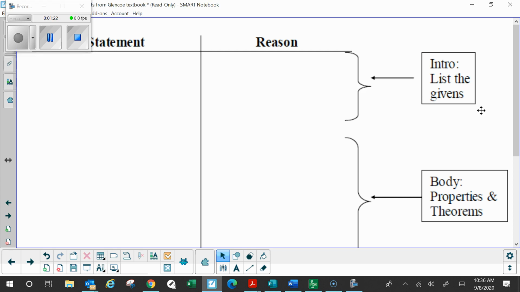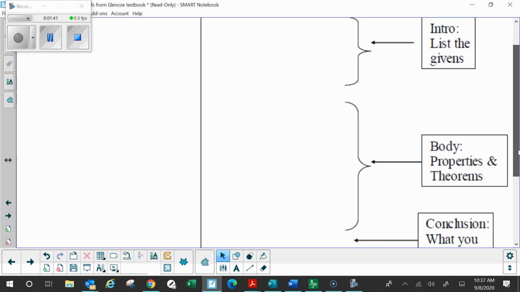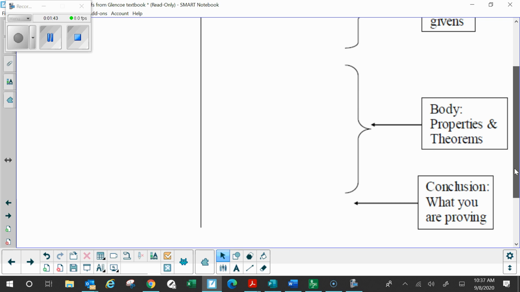Next is the body. That's properties and theorems and definitions. That's that yellow sheet that we did last Monday. And then lastly is what you're trying to prove. So that's just how a proof is set up. And we've done that. We've done miniature proofs, but we have not done a full proof just yet.